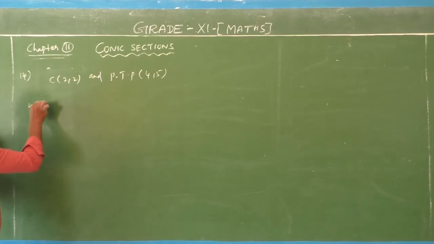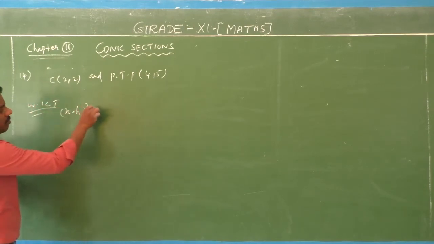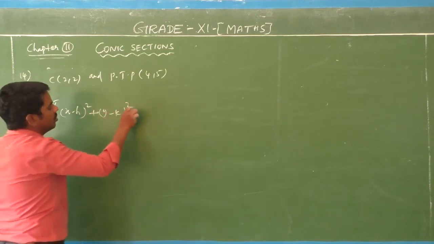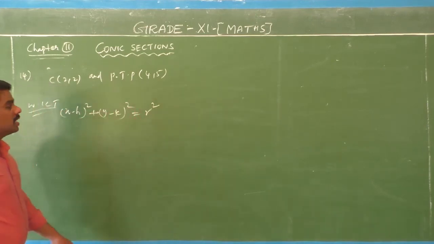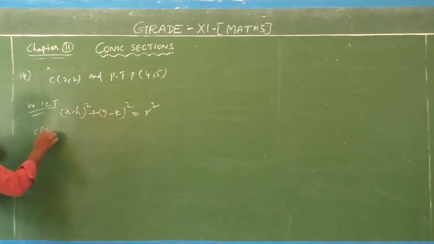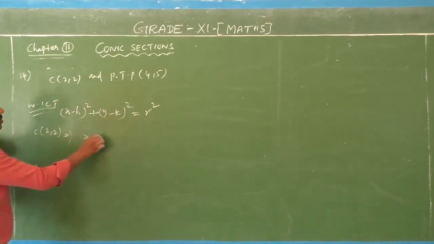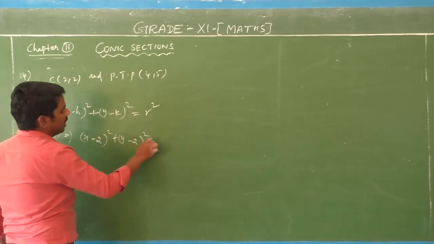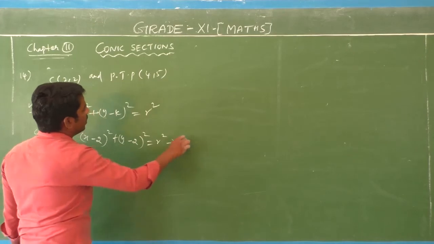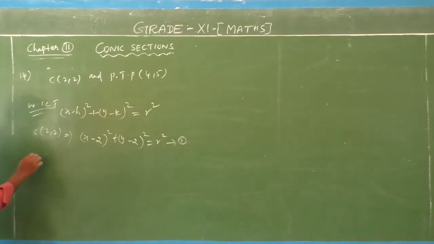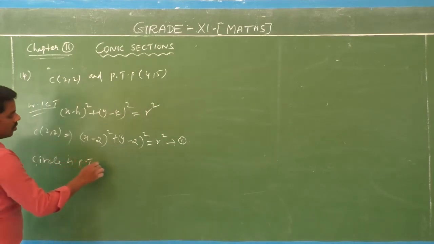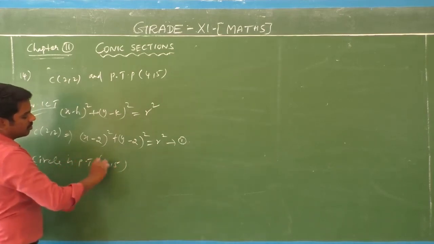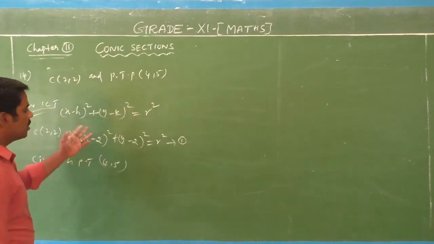We know the equation of the circle is (x minus h) whole square plus (y minus k) whole square equal to r square. Here (h, k) is (2, 2). So (x minus 2) whole square plus (y minus 2) whole square equal to r square is equation number 1. And the circle passes through the point (4, 5).